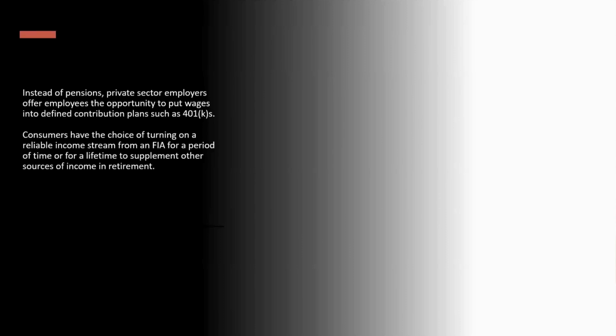And consumers have the choice of turning on a reliable income stream from a fixed income annuity for a period of time or for a lifetime to supplement other sources of income in retirement. And so I looked at Mr. and Mrs. Lunchtime yesterday, and I said, you know what, we can set this up. They told me they would like to have about $1,000 a month extra, and they were afraid they would run out of money if they did that. And I said, no, it's going to cost you $230,000. And I said, then you're not spending it. You're just moving it across the street. And if one of you dies, it doesn't change the income a bit. And if one of you dies, if the other one wants the money, you can grab it. It's yours.